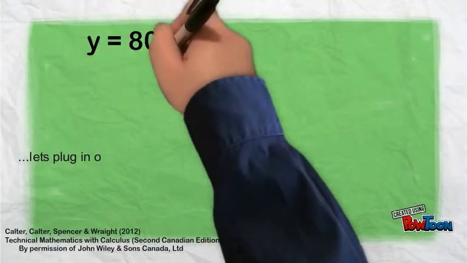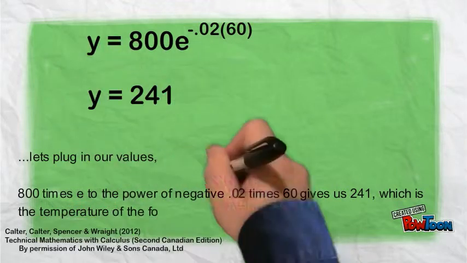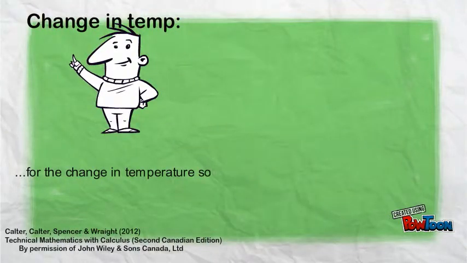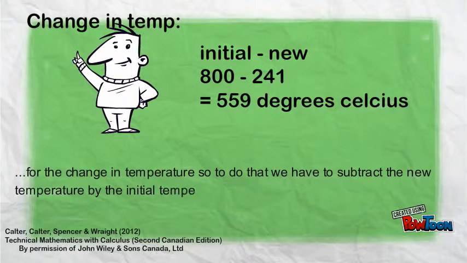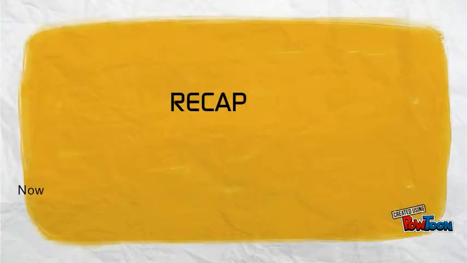Now let's plug in our values. 800 times e to the power of negative 0.02 times 60 gives us 241, which is the temperature of the forge after an hour. But it asks for the change in temperature, so to do that we have to subtract the new temperature by the initial temperature. 800 minus 241 gives us 559 degrees Celsius as our final answer.